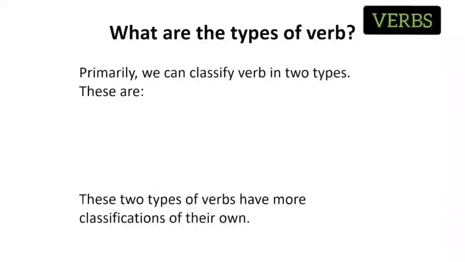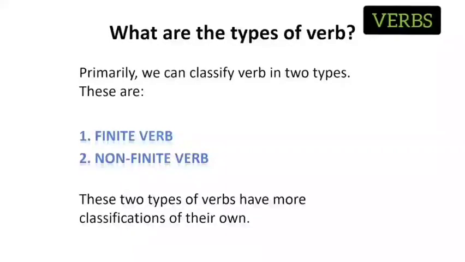We have basically two types of verbs. Further we have many classifications, but basically we'll start with two types. Now we have finite and non-finite, transitive and intransitive, and further auxiliaries and modal auxiliaries. So here we'll talk about finite and non-finite verbs first. In the remaining part of the video, we'll discuss the other types.